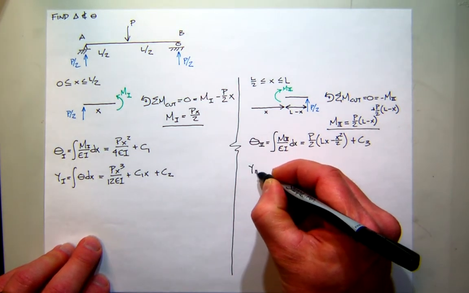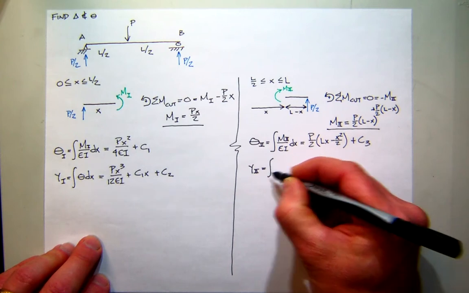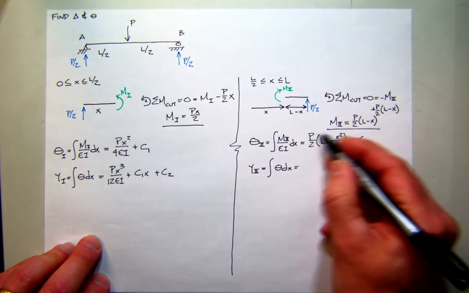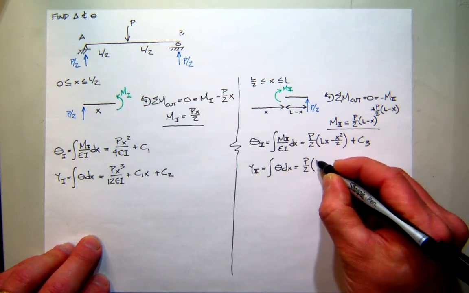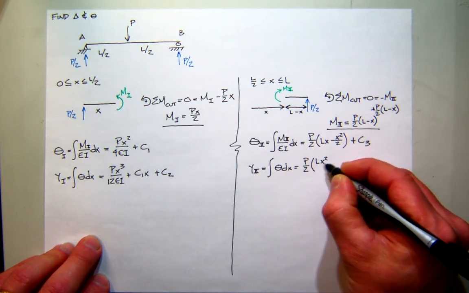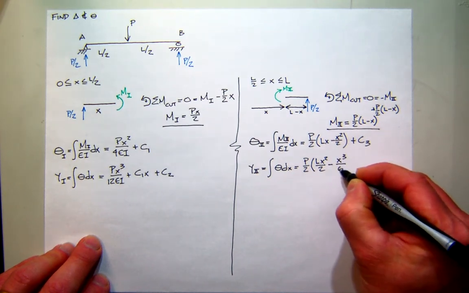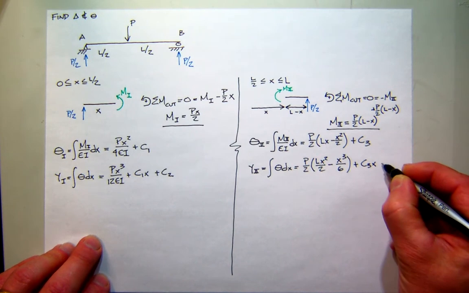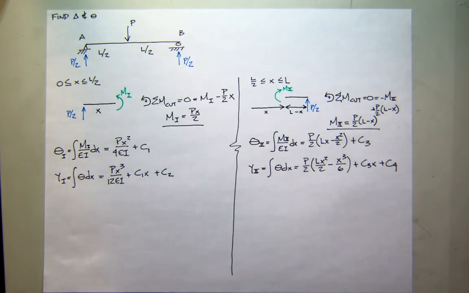So, we'll just leave it like that, and we'll integrate it again. So what is the displacement? Let's integrate this one more time. So I still have my P over 2 as a constant. So now I have Lx squared over 2 minus x cubed over 6 plus C3 times x plus C4. 4 constants.